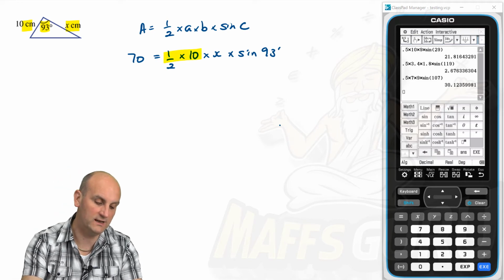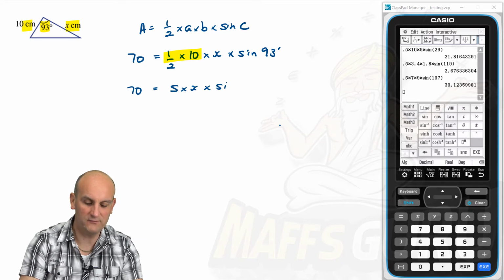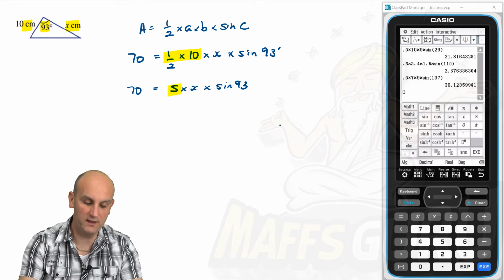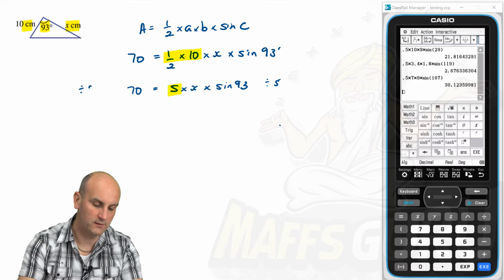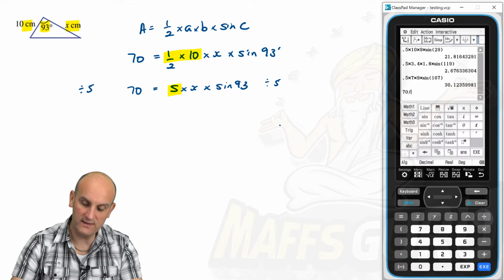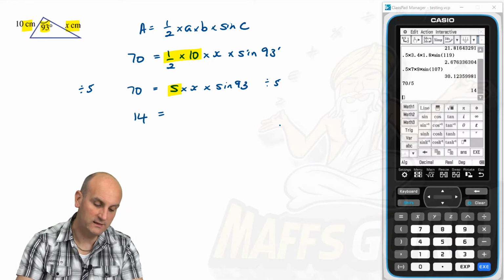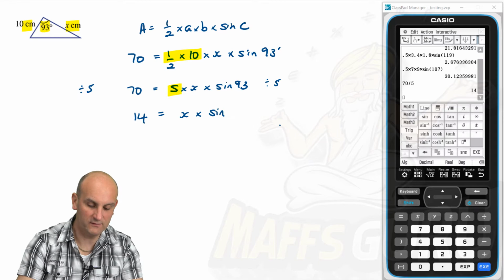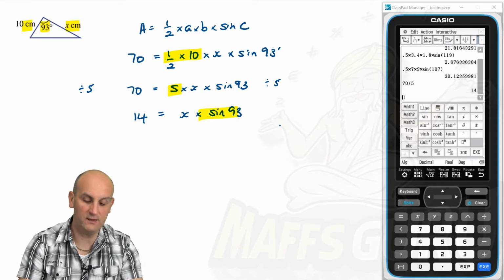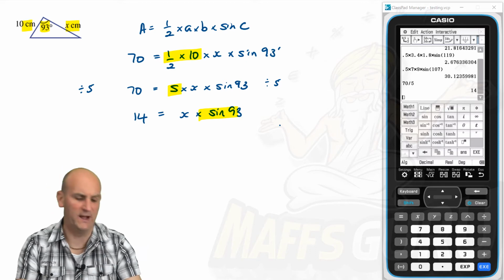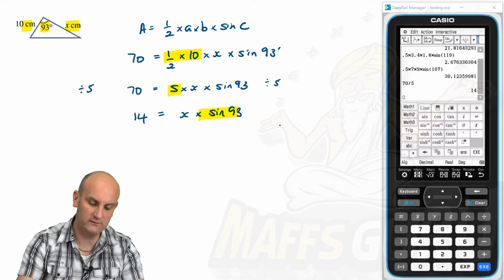So I know what a half times 10 is. So that's going to be 70 is equal to 5 times X times the sine of 93. I know I can get rid of this 5 by dividing both sides by 5. So 70 divided by 5, yes, I am doing this on my calculator. Yes, I am a little bit embarrassed. It is 14. Gives me X times the sine of 93. And how do I get rid of a times the sine of 93? I divide both sides by the sine of 93. That means that goes.